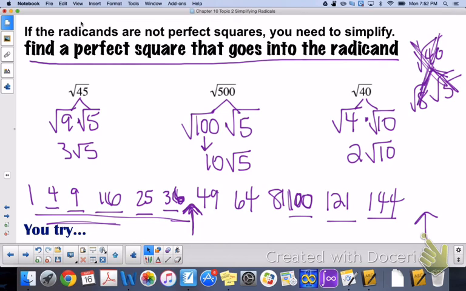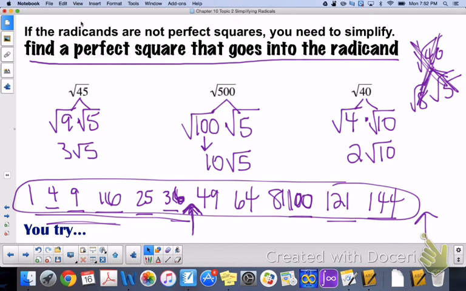Okay? Go ahead and find the answers. Keep your list written somewhere on your paper, so you just go through the numbers and find which perfect square goes into it. Okay? Have fun.